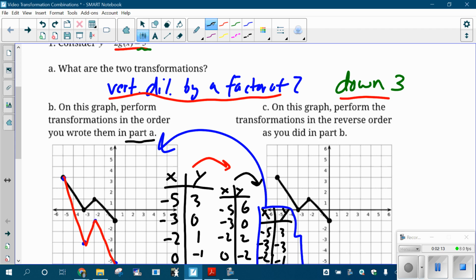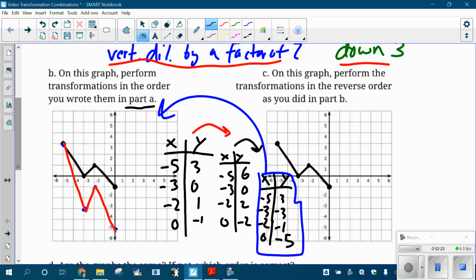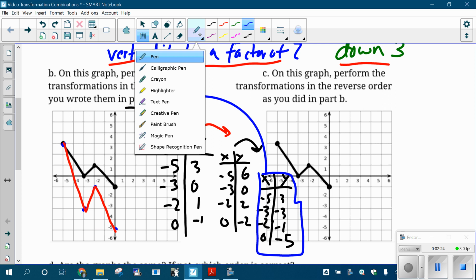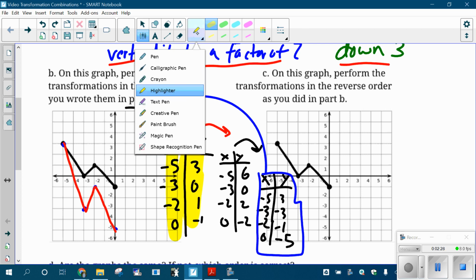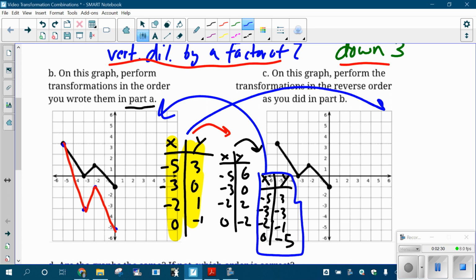Let's pretend like I wrote them down in the opposite order. Down 3, and then the vertical dilation by a factor of 2. Okay? So we're going to have the same starting table. That's the same. But let's do the down 3 first this time. So let's take this and make a new table that's down 3. In other words, let's make the y's 3 less first.